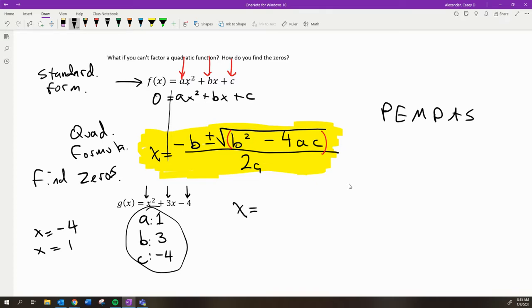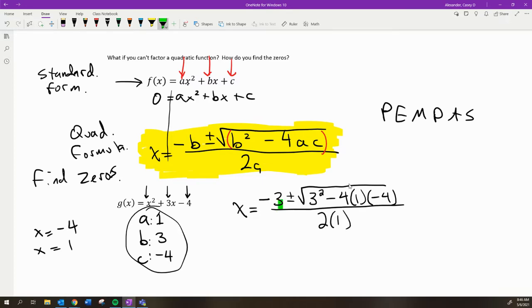most of the work is plugging the numbers in. So the first thing, it says negative b. Well, b is 3, so I'm going to write negative 3. And then I write plus and minus, and then I use the square root symbol. It says b squared, and so that means I'm going to use 3 to the 2nd power. Minus 4 times a, which is a 1, times c, which is a negative 4. And then I'm supposed to divide that whole thing by 2 times a, which is, again, a 1.